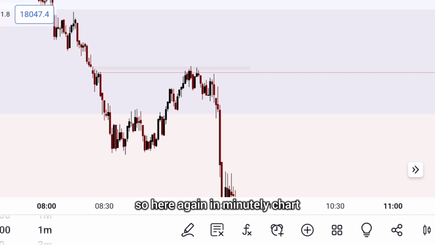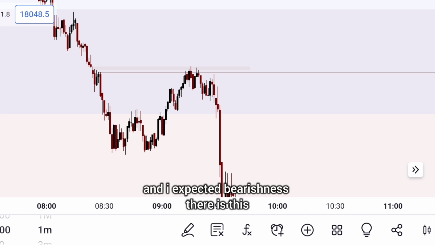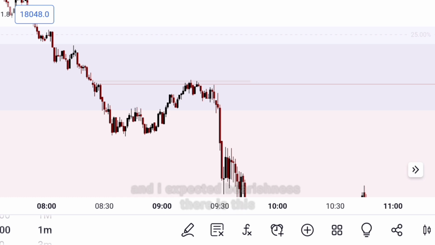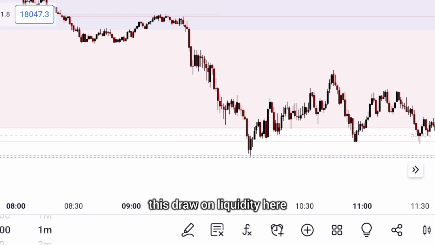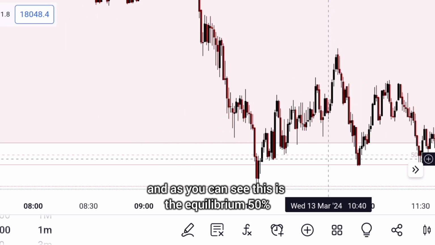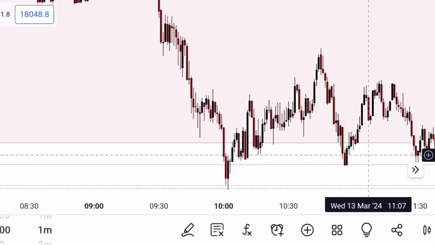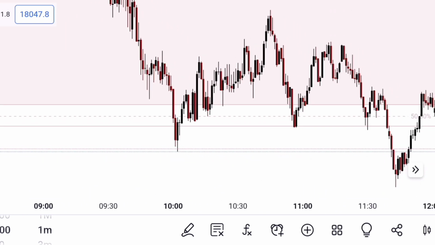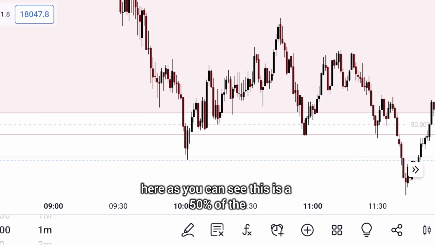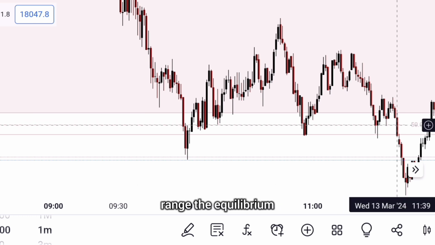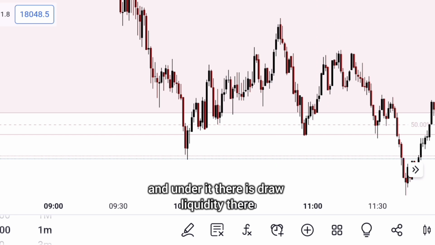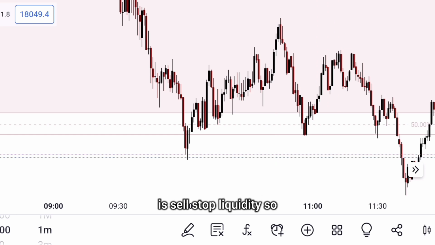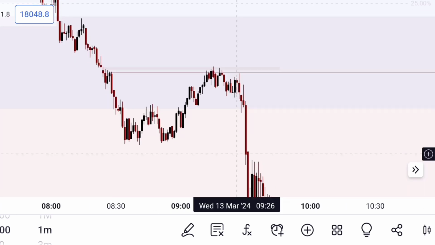So here again in the 1 minute chart, price was in premium and I expected bearishness. There is this draw on liquidity here and this draw on liquidity here, and as you can see this is the equilibrium, 50% of the range, and under it there is draw on liquidity, there is sell stop liquidity.